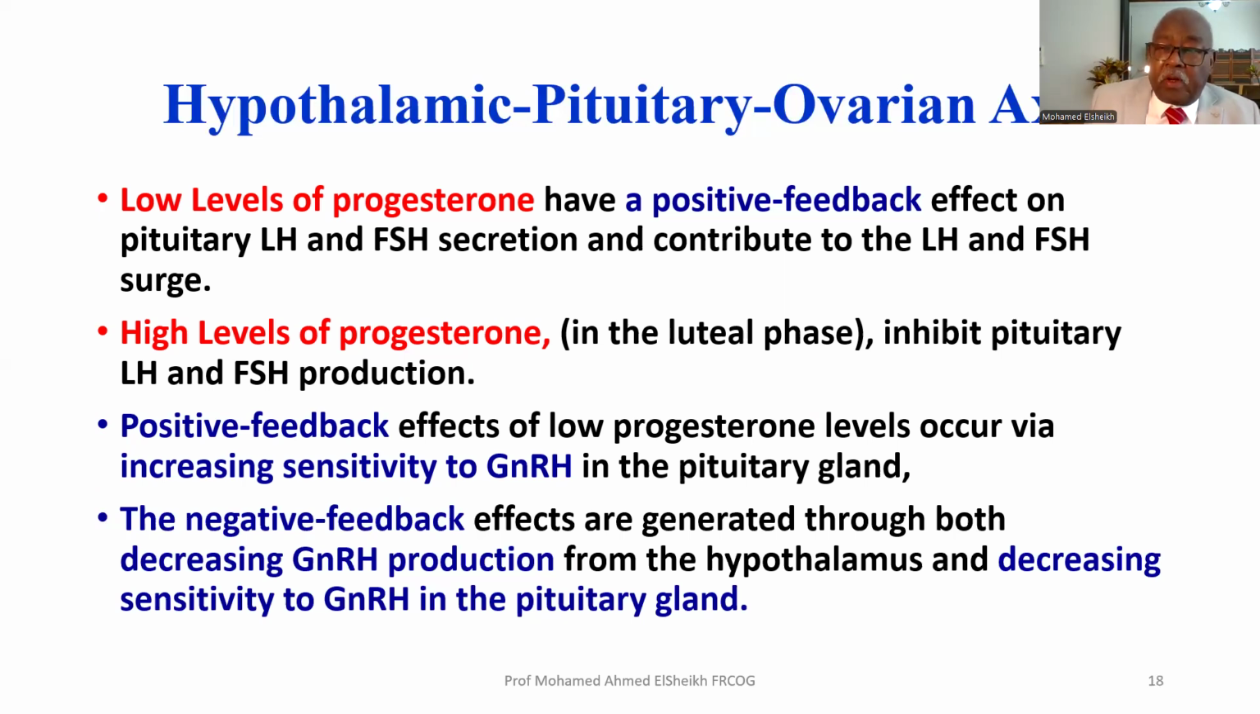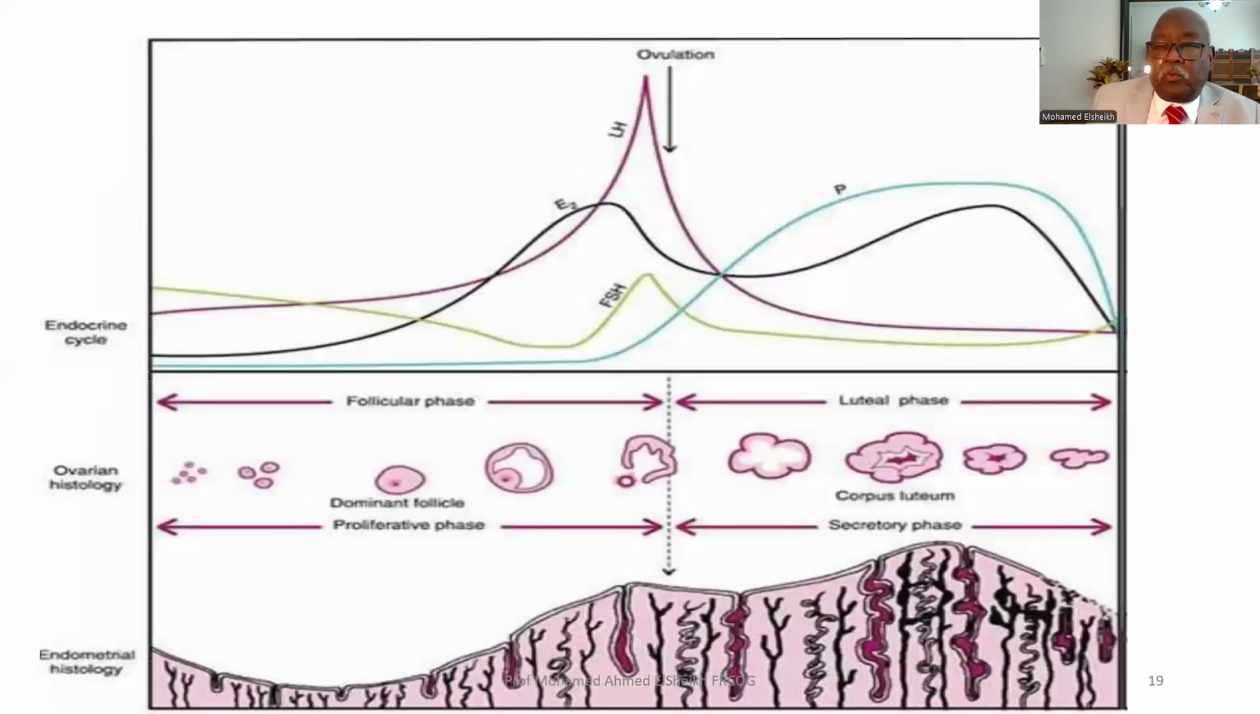The negative feedback acts both at the level of the hypothalamus and at the level of the pituitary gland, leading to decreasing production of GnRH and decreasing the sensitivity to GnRH on the anterior pituitary.